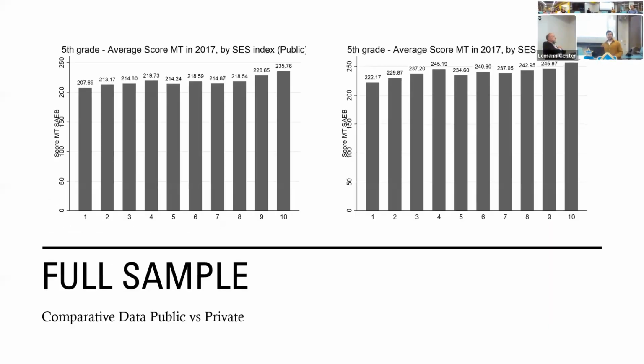When we think of private and public schools in Brazil, what comes to mind? For most of us, we have the impression that private school students perform better than public school students on average. You can see this here, from 2017 data from SAEB. These are different socioeconomic levels. For the poorest students in private schools, the average score is 222, and the poorest in public have 207. This pattern is very consistent. If you compare students from the same background, they all perform better in private schools.